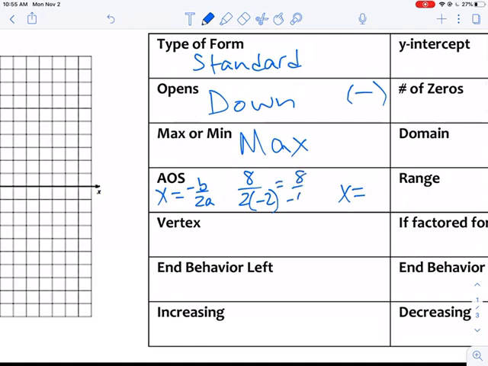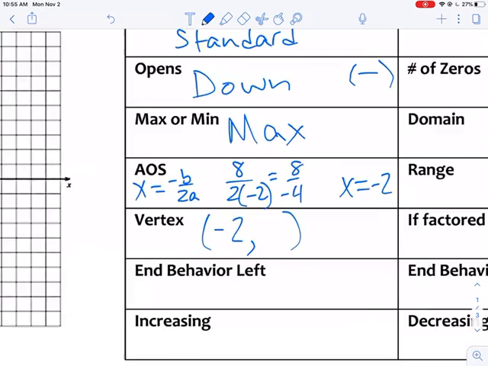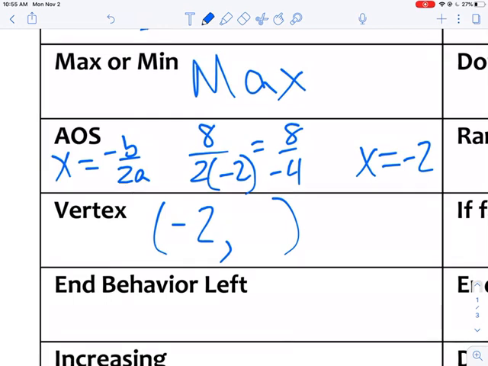So that's going to get us 8 over negative 4, which will get x equals negative 2. So I know right now that my x value of my vertex is negative 2. And I'm just going to plug that into my equation to get the y value. So negative 2 times x squared minus 8 times x minus 4. And I would just put all of that into my calculator and get 4.